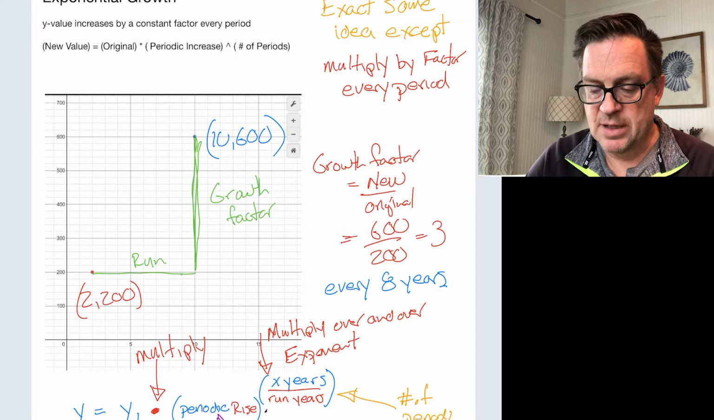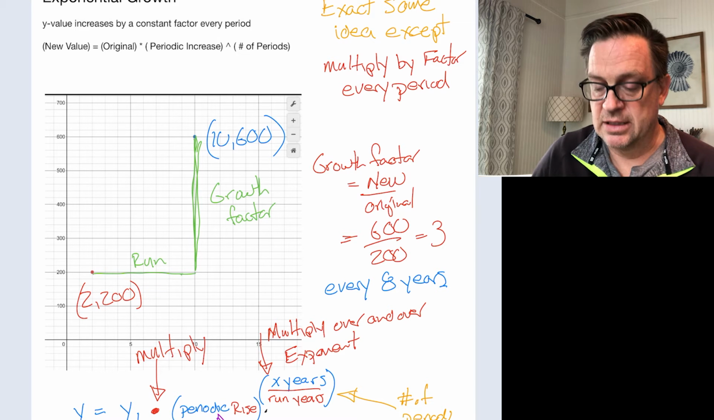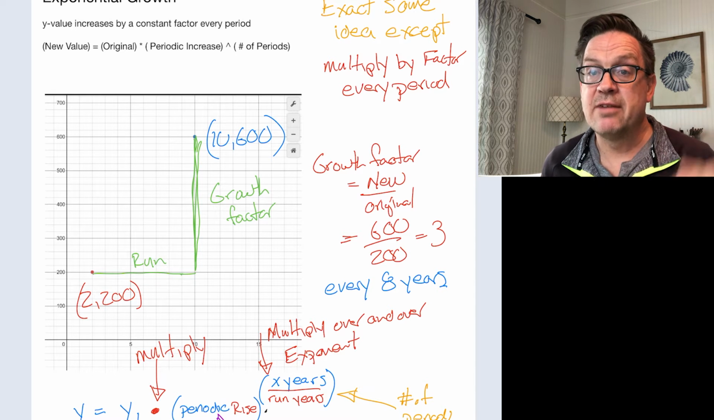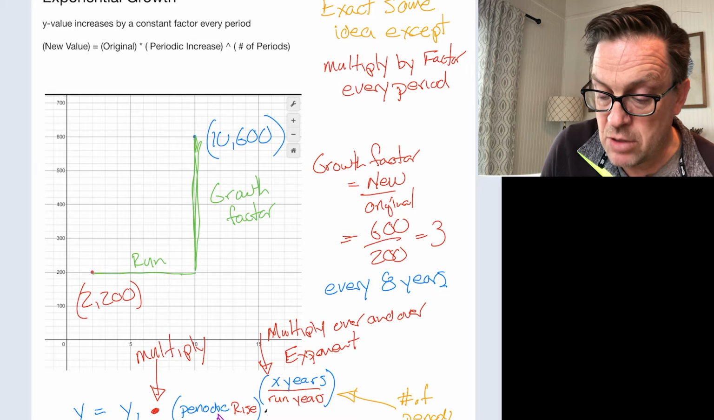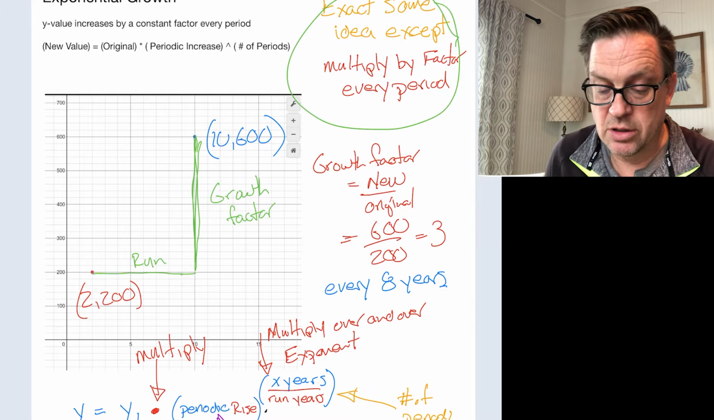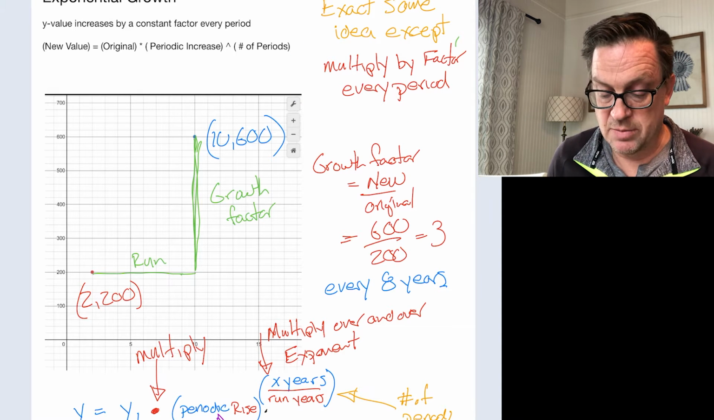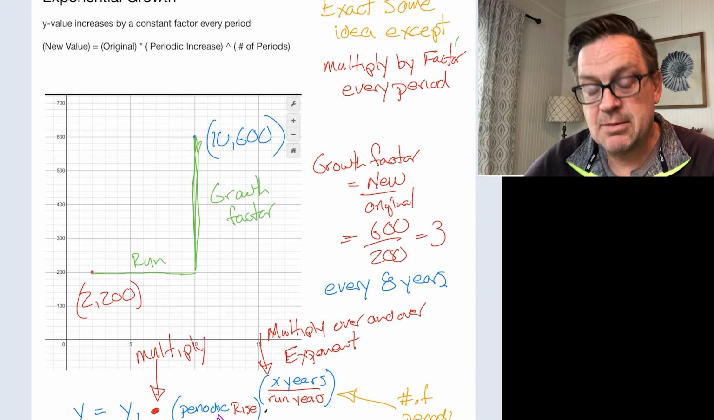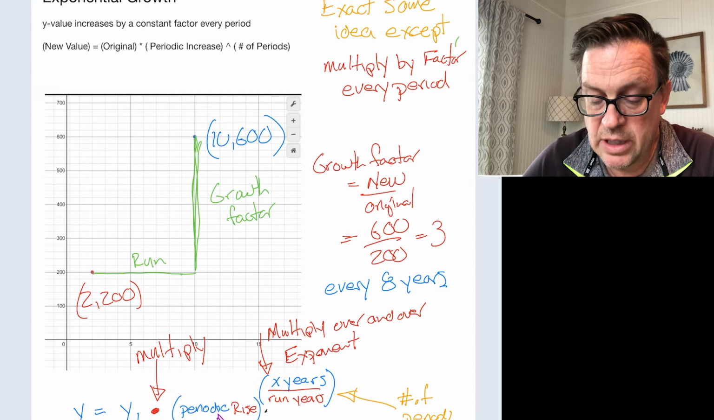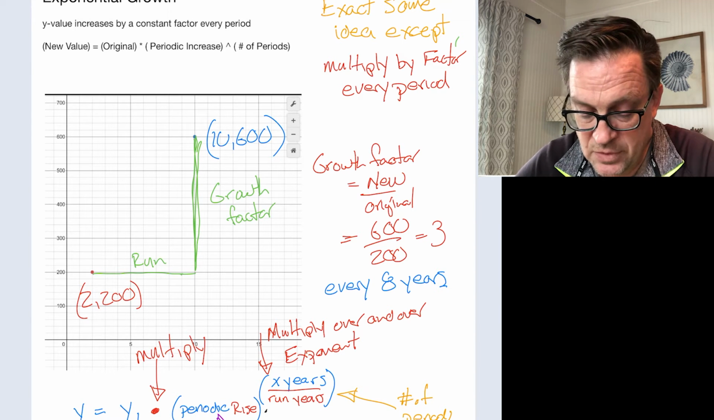What happens with exponential growth? It's the exact same ideas. The only difference is instead of adding a certain amount each period, you're multiplying by a certain amount each period. So let's take the same 2 points, 200 and 600.